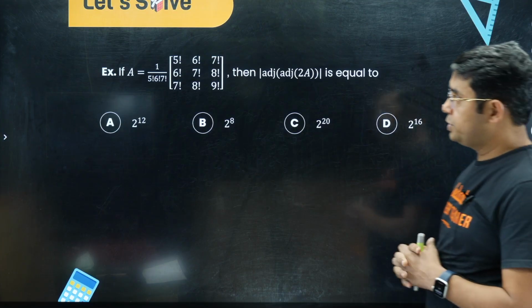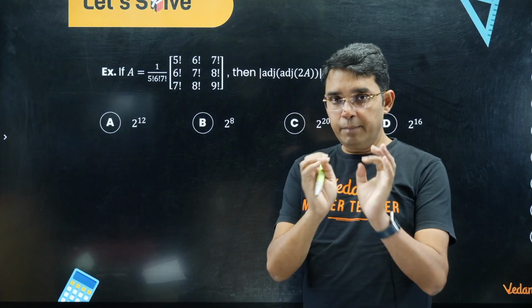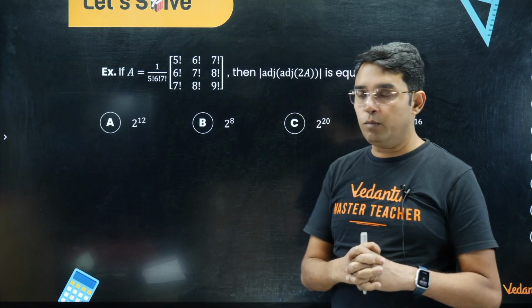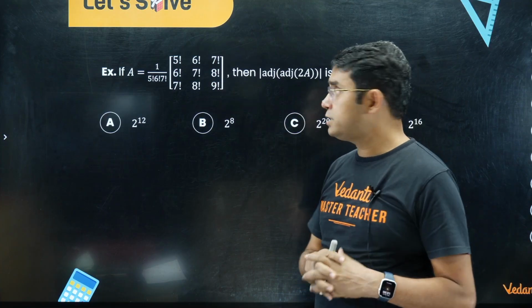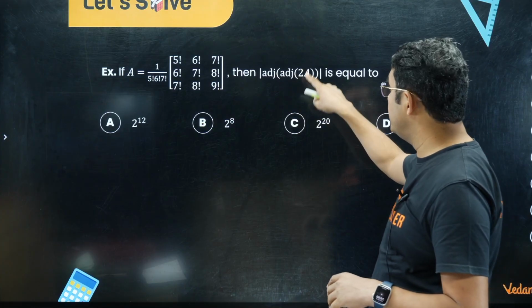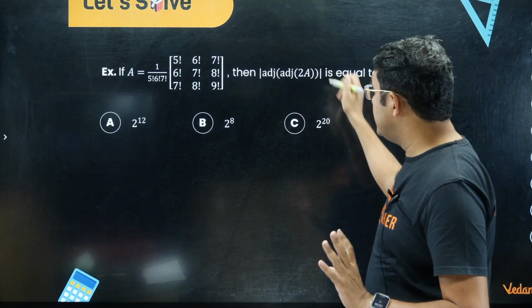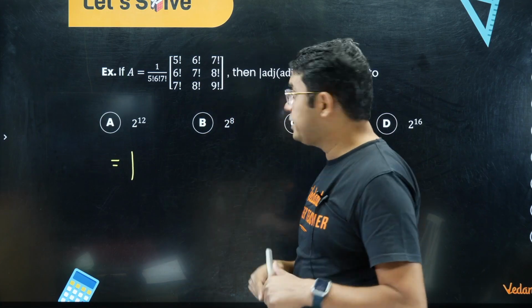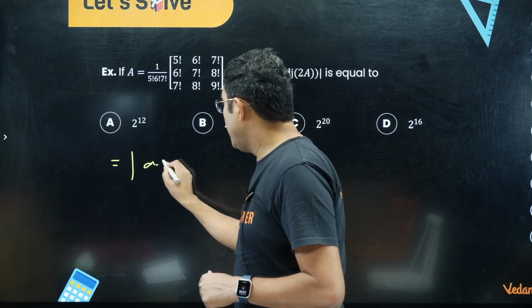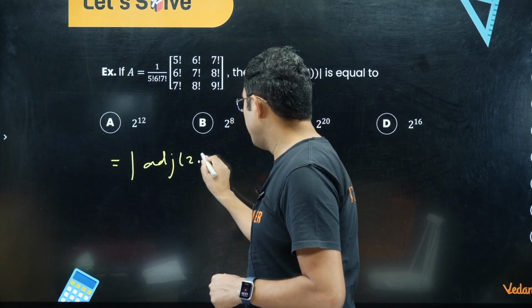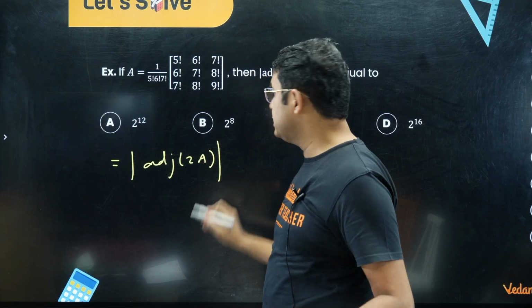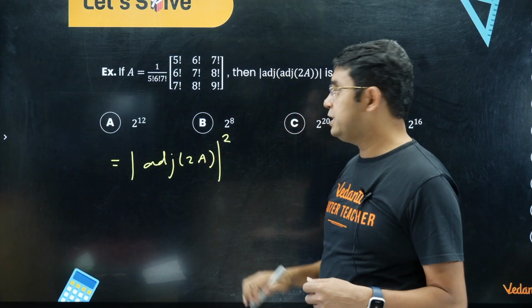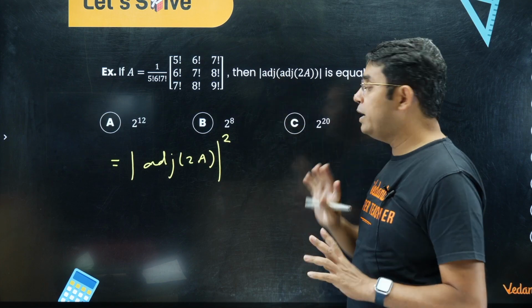Now coming to this question, I think there is some problem in this question. I'll tell you what this problem is. A is given as this matrix, and we are looking for the determinant of adjoint of adjoint of 2A. Dear students, the property of the determinant of adjoint of some matrix, if we use, will give the determinant of adjoint of 2A power n minus 1, that means 3 minus 1, that means square. One adjoint I have removed.